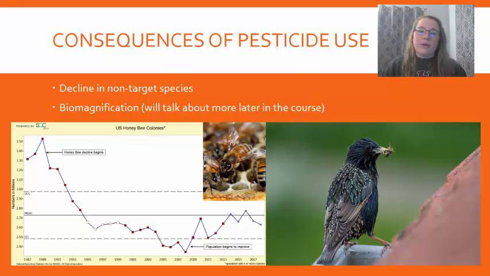We also see biomagnification happening as a result of pesticide use. We will talk about this more in Unit 8 of this course. And just as a brief overview, biomagnification is just talking about pesticides and other chemicals accumulating within the tissues as you move up the food chain. So organisms at the top of the food chain, like our top predators, are going to be severely impacted by these particular chemicals accumulating in their tissues.